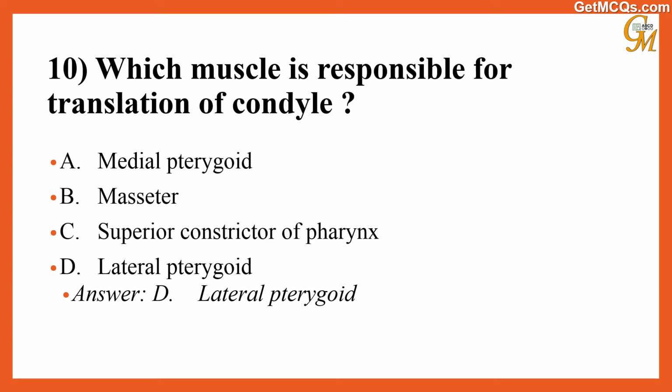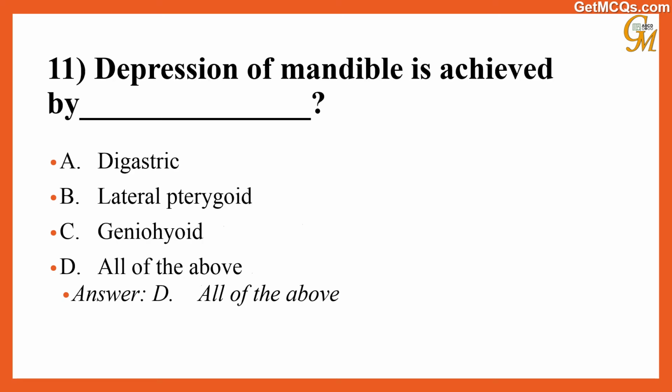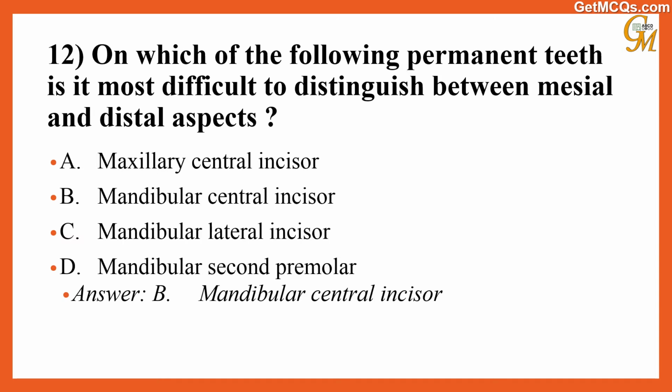10. Which muscle is responsible for translation of condyle? Answer: D. Lateral pterygoid. 11. Depression of mandible is achieved by? Answer: D. All of the above. 12. On which of the following permanent teeth is it most difficult to distinguish between mesial and distal aspects? Answer: B. Mandibular central incisor.